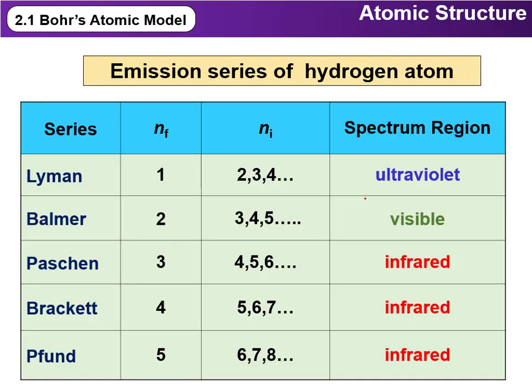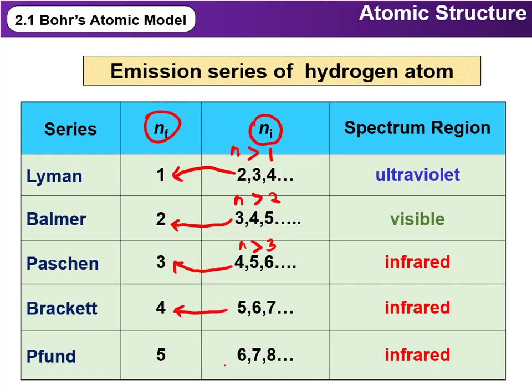So what are the region for each series? If it is Lyman, which we know that the energy level at initial is n more than 1 to n equals to 1 kan? N finalnya. Right. Okay. How about Balmer series? Balmer series is formed when the energy level is n more than 2 to n2. If Paschen, n more than 3 jatuh to n3. Brackett kalau jatuh kepada 4, while Pfund is when electron drops to n5. Okay, so spectrum region.